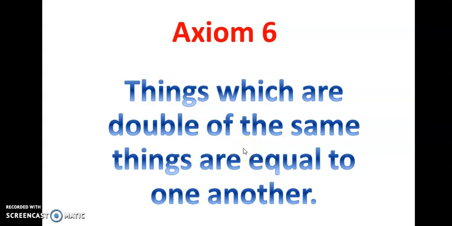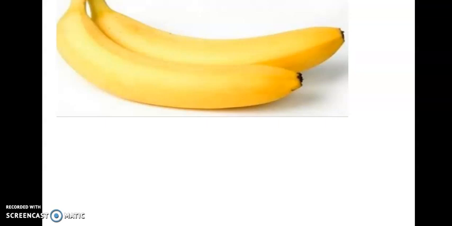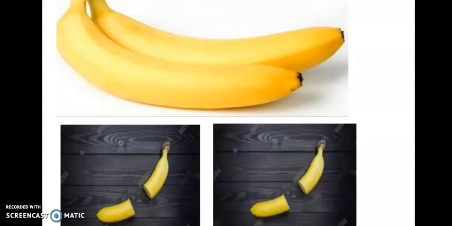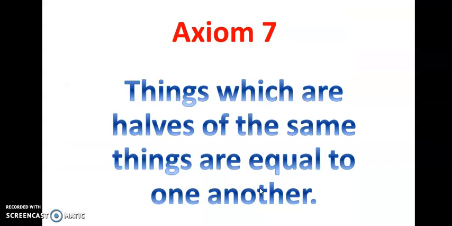Okay, shall we move to our next axiom, that is the last axiom in your syllabus? Yes, children. Here I have taken two bananas of the same size and now I am going to cut these bananas into parts. Then measure these two parts. Whether these two parts are equal? Yes, they are equal. So can we conclude things which are halves of the same things are equal to one another? Yes, this is your axiom 7. Things which are halves of the same things are equal to one another.